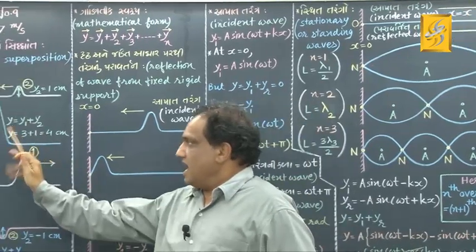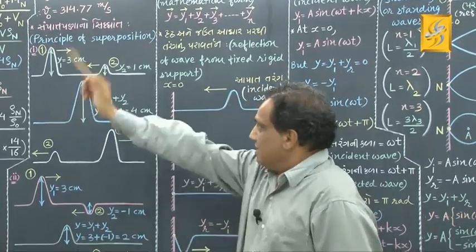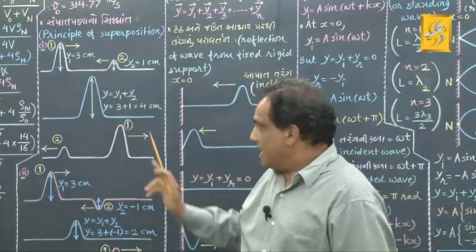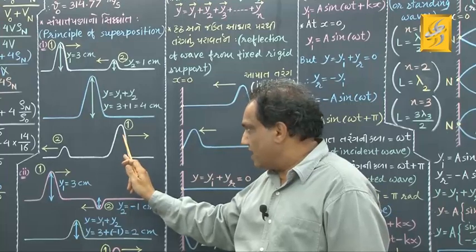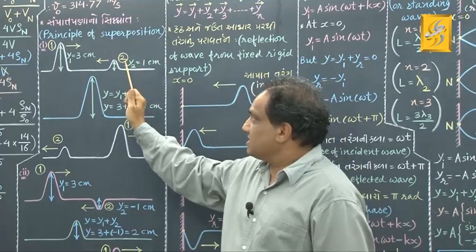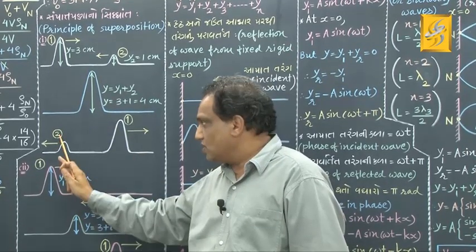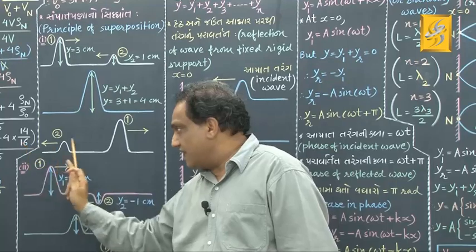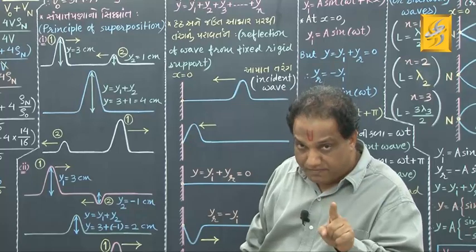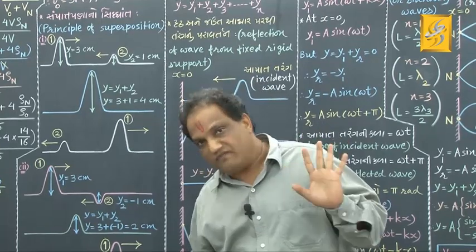Simple? Fine. Now, after superposition, what happened to the original waves? I am showing you. This pulse number 1 was propagating towards right hand side. After superposition, it still continues to propagate towards right hand side with the same amplitude. Similarly, pulse number 2 was propagating towards left hand side. After superposition, it also continues to move in the same direction with the same amplitude. Correct? So pulses maintain their shape, their amplitude, and their direction of propagation. Okay, fine.